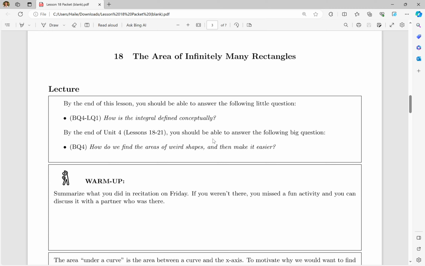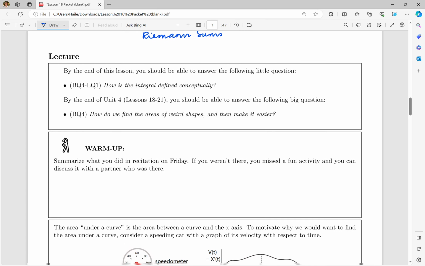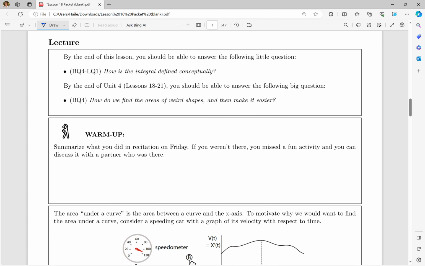In this video, we're going to talk about the area of infinitely many rectangles, otherwise known as Riemann sums. By the end of this lesson, you should be able to answer the following little question: how is the integral defined conceptually? And by the end of Unit 4, you should be able to answer the following big question: how do we find the areas of weird shapes and then make it easier?